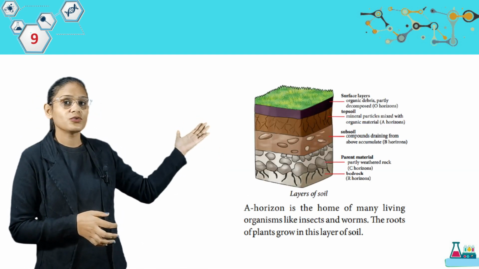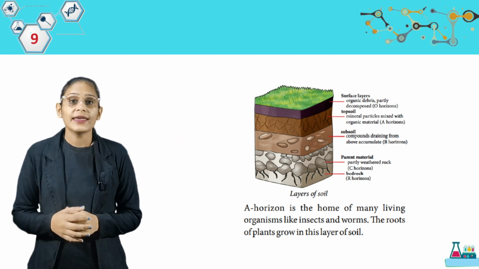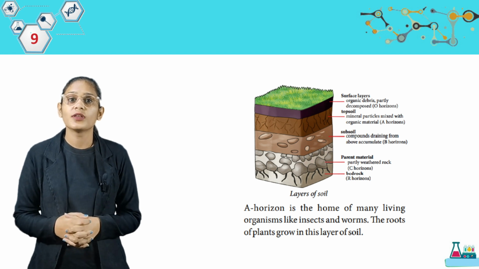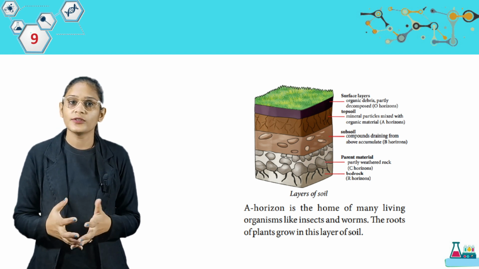Now look at this picture students, we have layers of soil. A horizon is the home of many living organisms like insects and worms. The roots of plants grow in this layer of the soil.